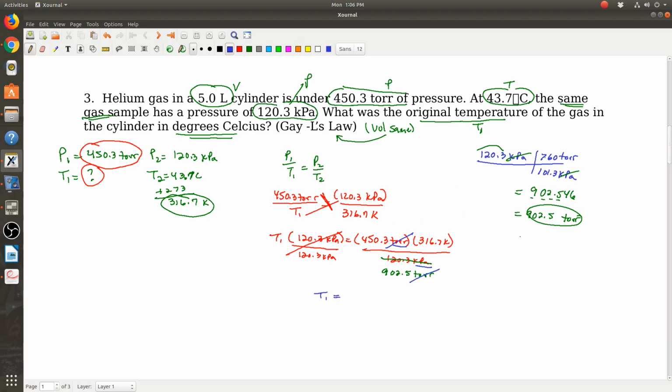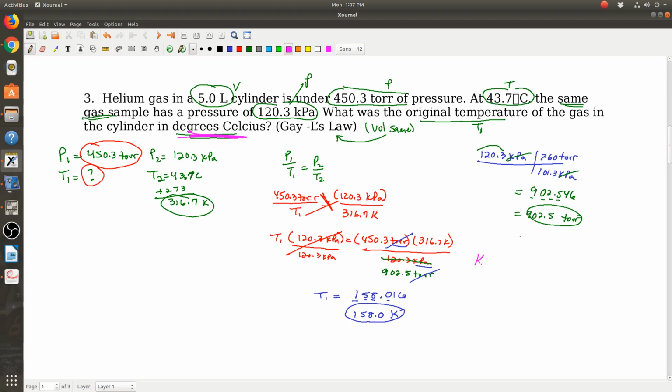So 450.3 times 316.7 divided by 902.5, and I get 158.016. Then I check for significant figures, and everything has 4 sig figs, so 1, 2, 3, 4. So 158.0 kelvins. That's my temperature. Well, that's awesome, but the question didn't ask me for kelvins. It asked me for degrees Celsius. So I've got a little bit more work to do, not much.